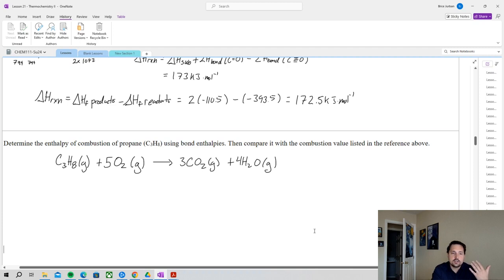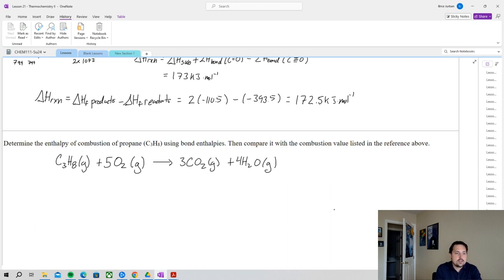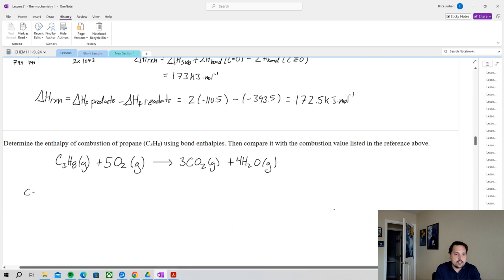So the first thing that we're going to do is calculate this just using bond enthalpies. So C3H8 is going to have the structure like this, 3 carbons in a row, and then the carbons on the end will have 3 hydrogens each. And then the carbon in the middle will have 2 hydrogens. And then oxygen, we know the structure of. Carbon dioxide and water, we know the structure of. I like to draw just one of them when I'm doing this. We're not going to draw 5 of them again. It took way too long.